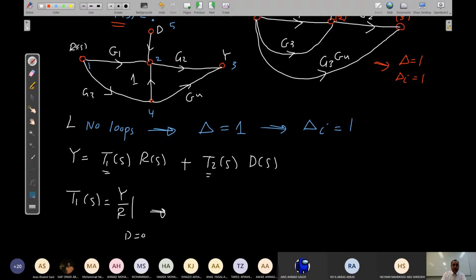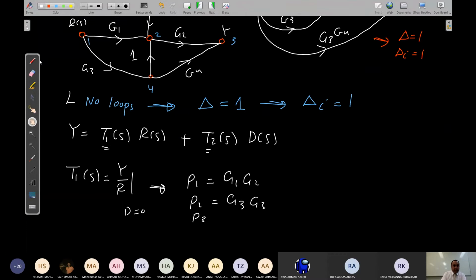How many ways can I go from R to Y? Two ways. The first one, G1, G2. The second one, G3, G4. The third one, G3, G2, and P3 is actually equal to G3, G2. Do you see it?